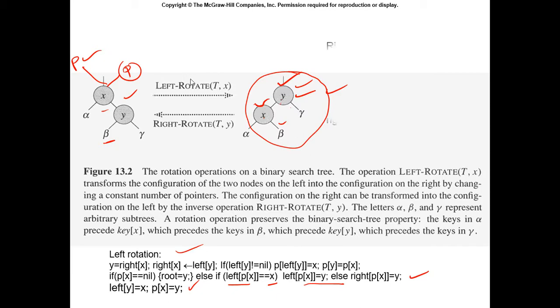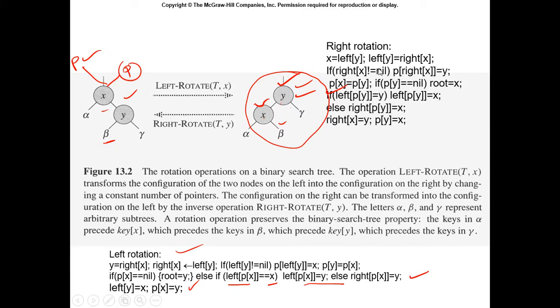You can see here, this is the right rotation algorithm. When you apply the right rotation on this particular tree, that is your x. Left of x is left of y, yes or no? And left of y equals right of x. In left of y, what do you have?